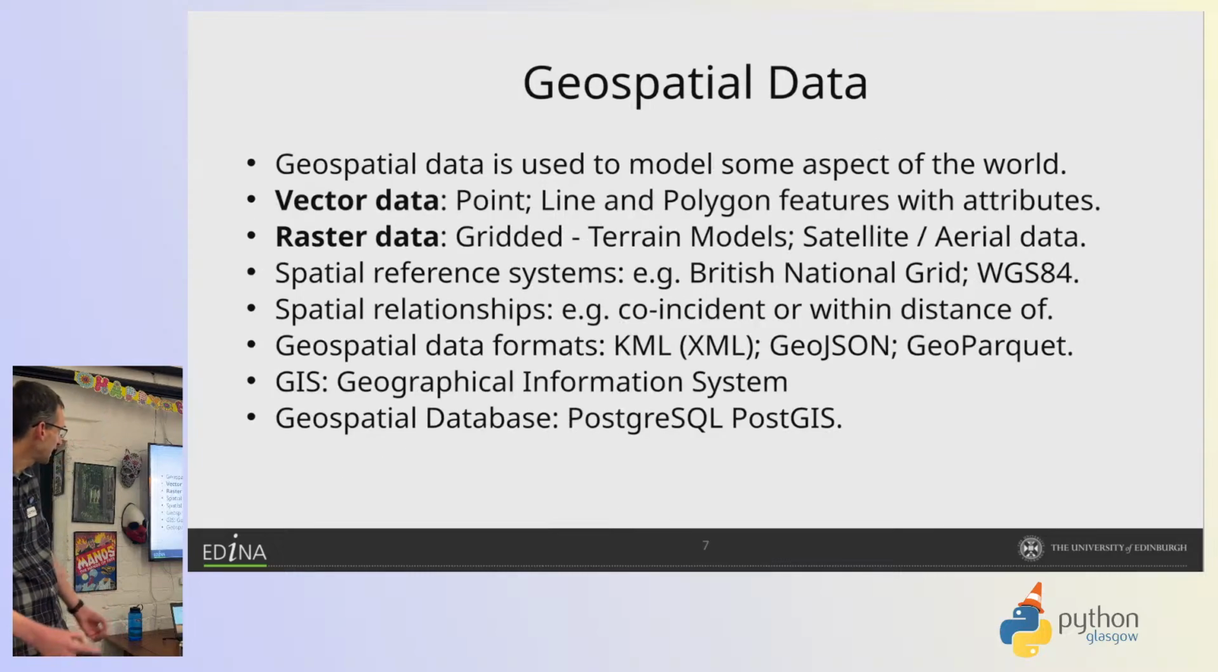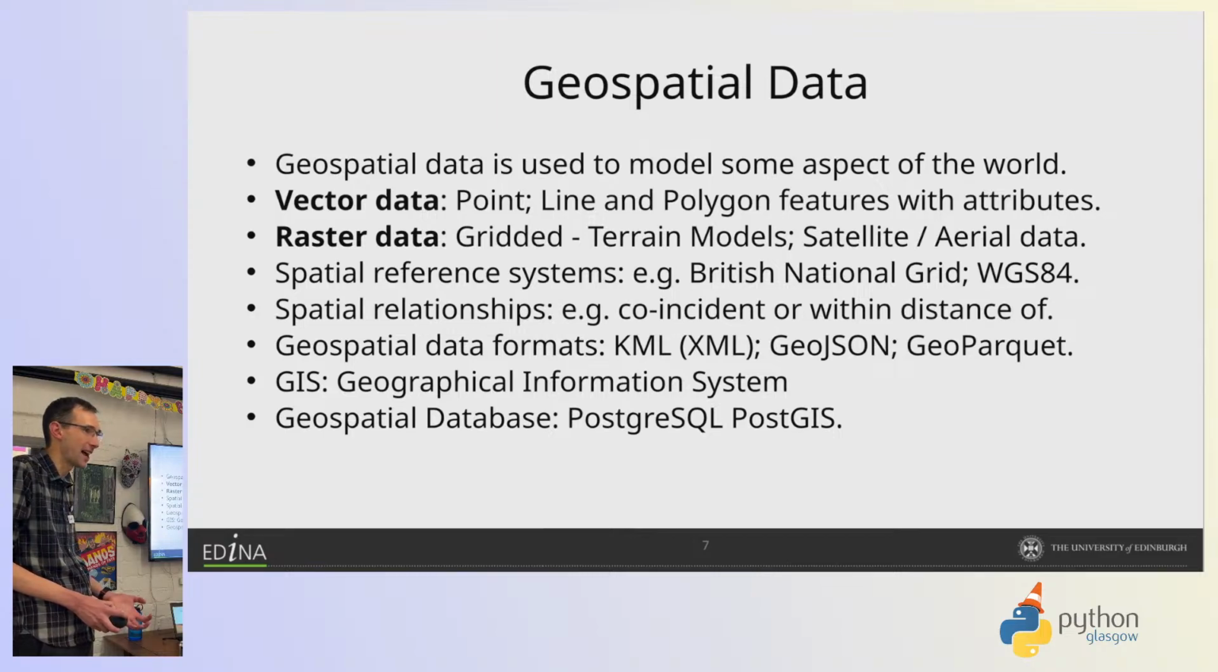And then geospatial data. I don't know how many people are familiar with geospatial data. Essentially it's a way to model some aspects of the world. There are two almost branches of geospatial data: vector data and raster data. Vector data is essentially features, so points, lines, and polygons.